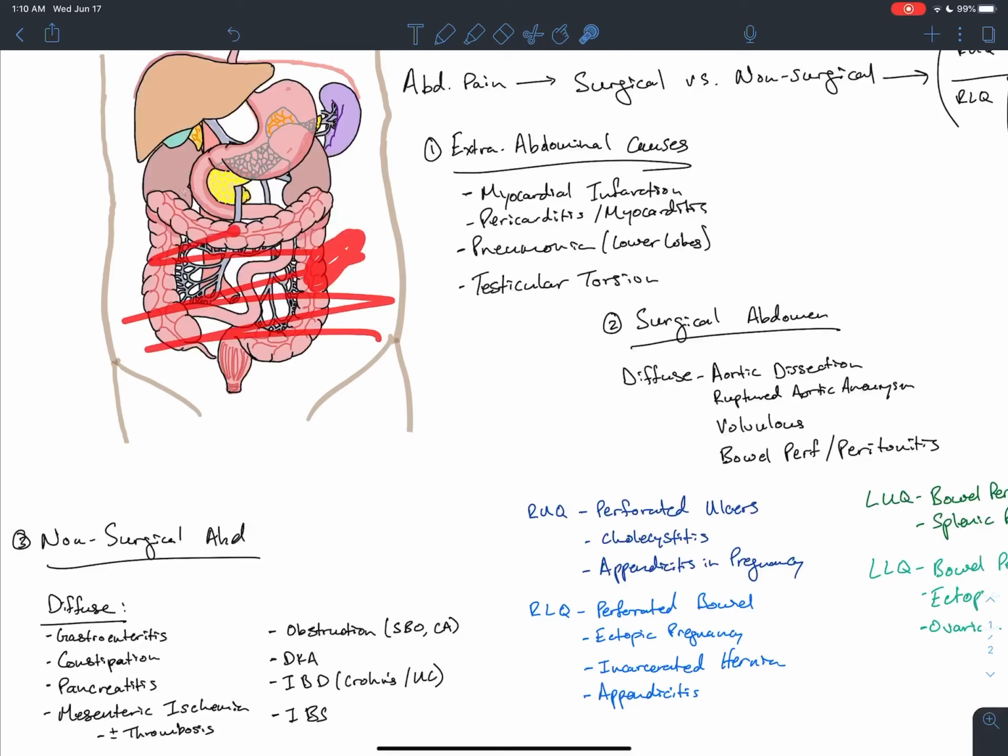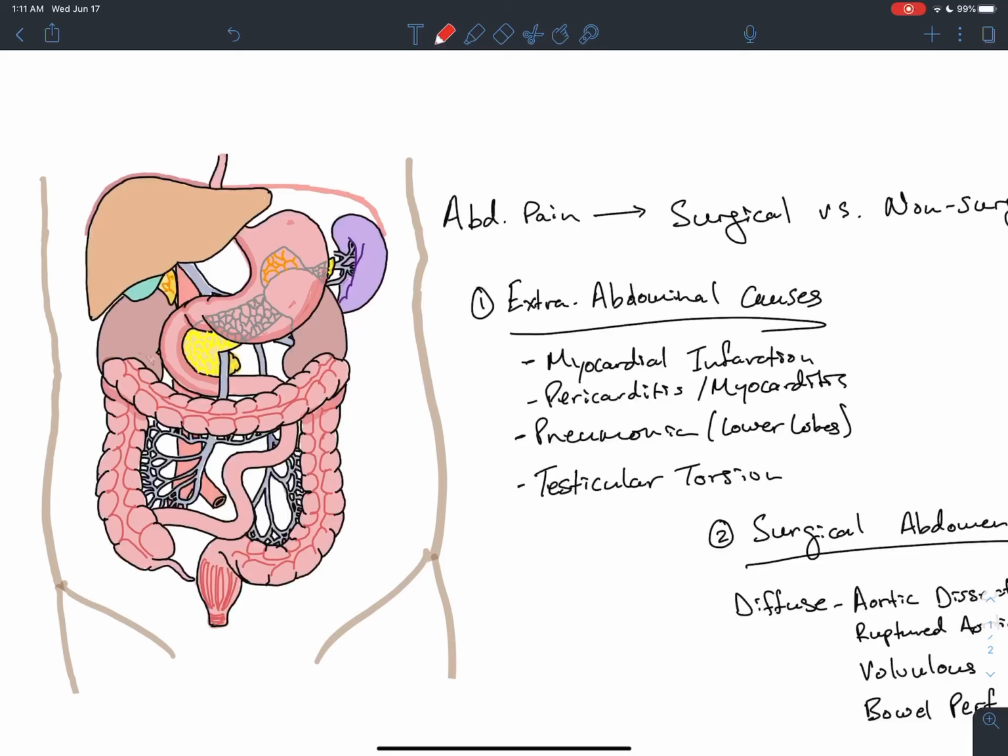And so let's first talk about the extra abdominal causes of abdominal pain. The extra abdominal causes are actually pretty simple. It's what we've talked about before. It's your myocardial infarction, pericarditis or myocarditis, so inflammation of the pericardium surrounding the heart or the actual heart muscle itself. Pneumonias can cause abdominal pain, and then testicular torsion.